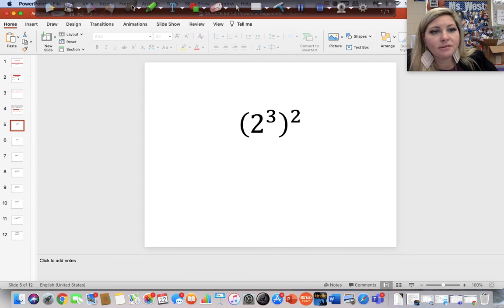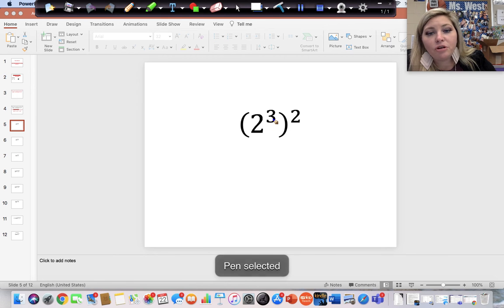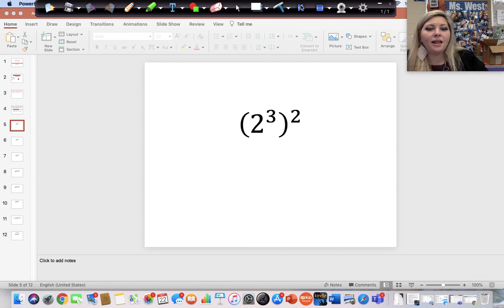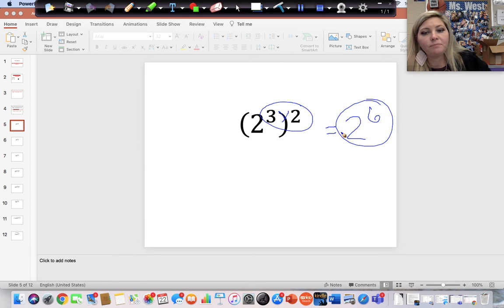So let's practice. We've got 2 to the 3rd power to the 2nd power. So again, we are just multiplying. So we've got 2 to the 3rd power and we're taking it to the 2nd power. So what we're doing is we're multiplying these two together. So 2 times 3 gives me 6. So our answer is going to be 2 to the 6th power.